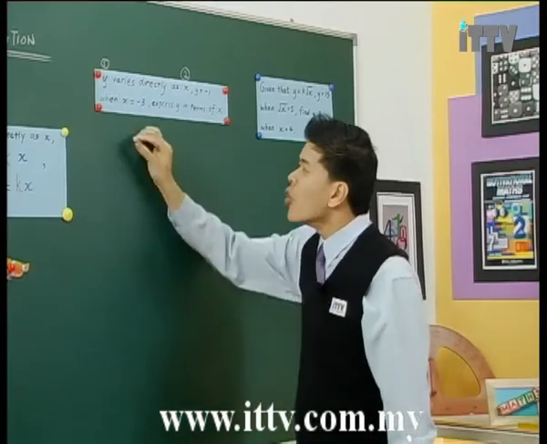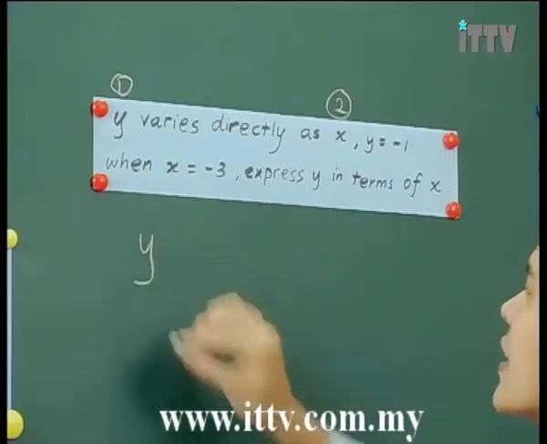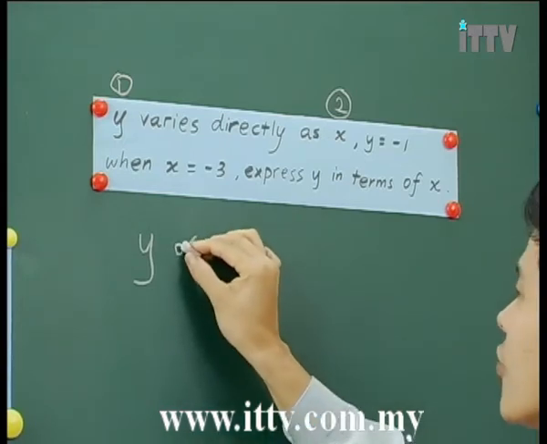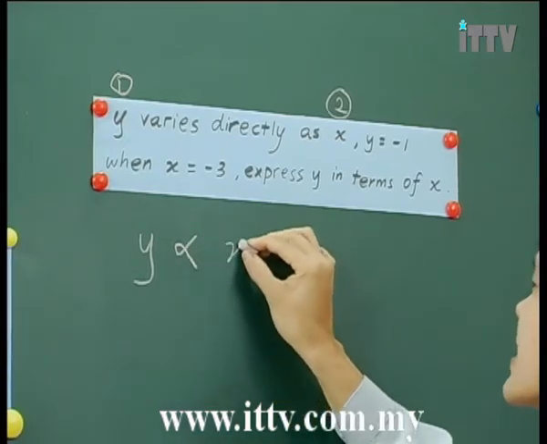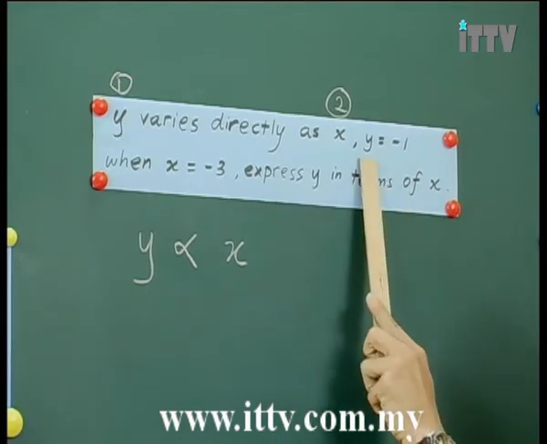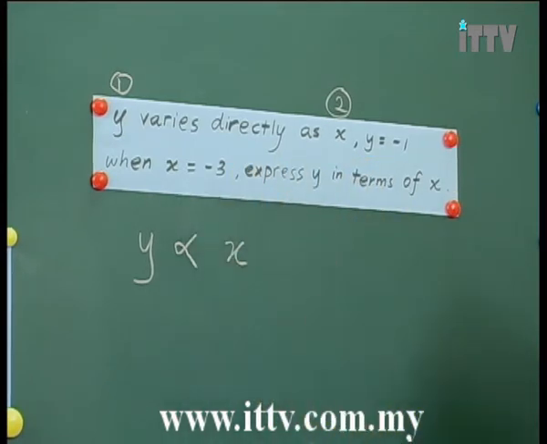First of all, you must always start off with writing the two variables in symbol form. Y varies directly as x. Remember early on? So y ∝ x, something like that. So y varies directly as x. Alright, let's continue. Y equals negative 1 when x equals negative 3. Express y in terms of x.